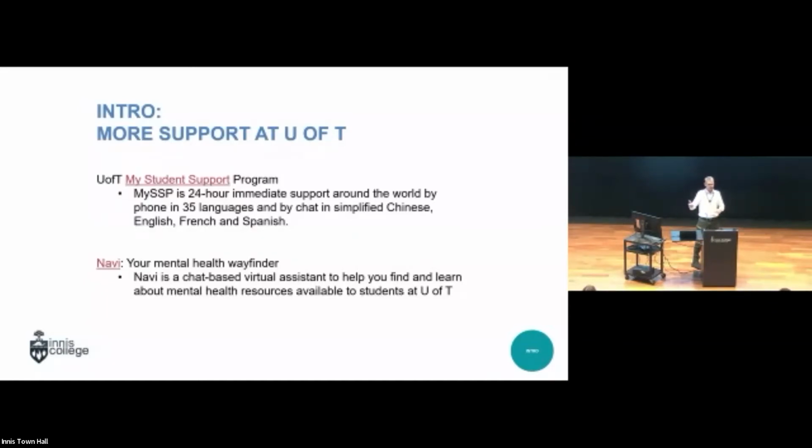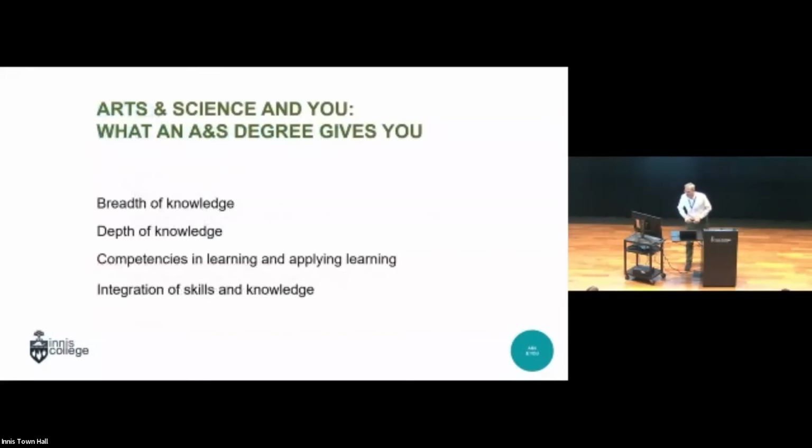There is also a tool called Navi, which is an online navigator for mental health at the university. You'll see it in the upper right-hand corner of a lot of screens of the U of T website. So it helps you navigate mental health resources, and it also pings you to registrarial and academic resources as well. So that is my introduction. So we switched from blue to this sort of green.